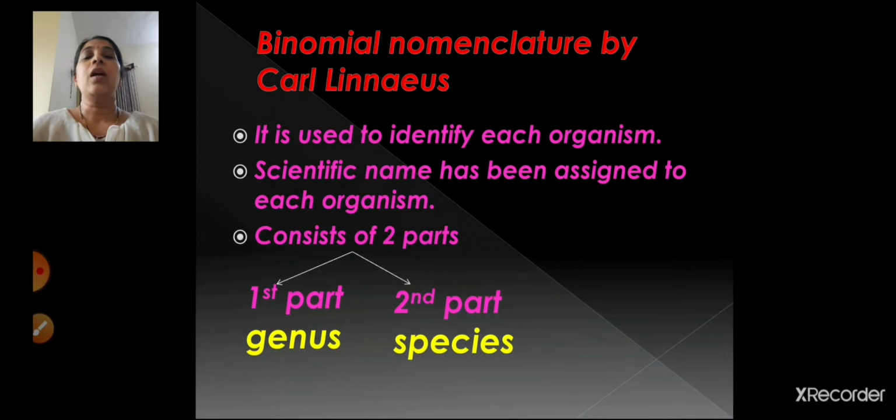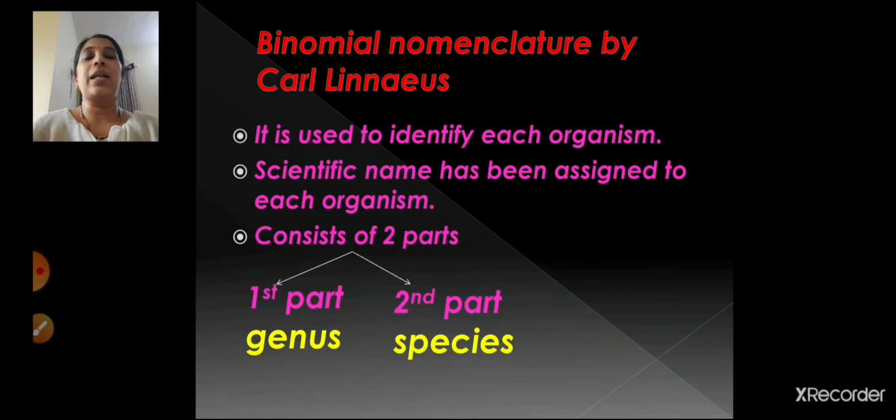So for identifying each and every organism, they gave a scientific name. For giving this scientific name, they divided it into two parts. The first part was the genus and the second part was the species.